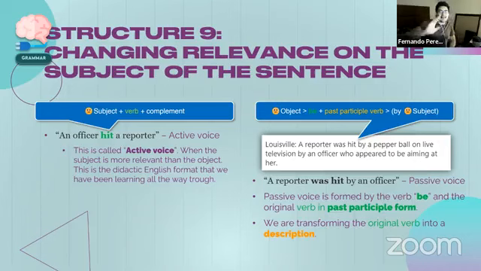And this is for everybody, guys. When you are speaking, you need to select, and you need to prioritize your speech. Who are you going to give priority to?